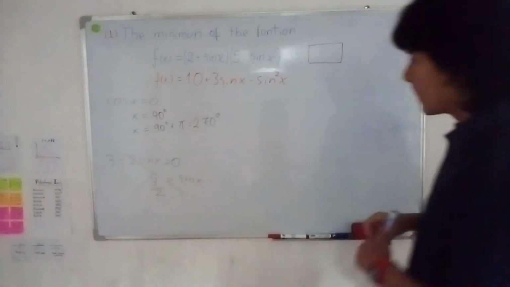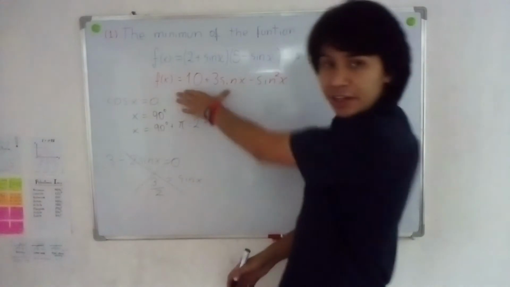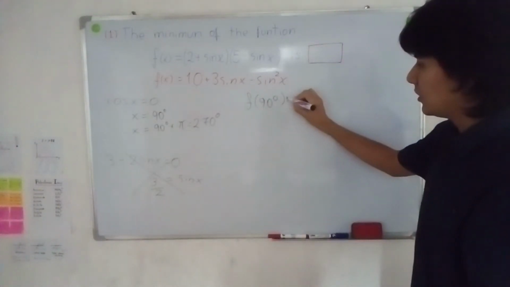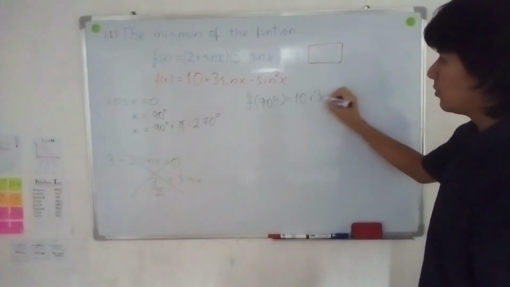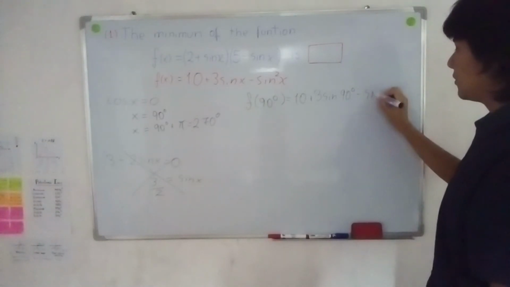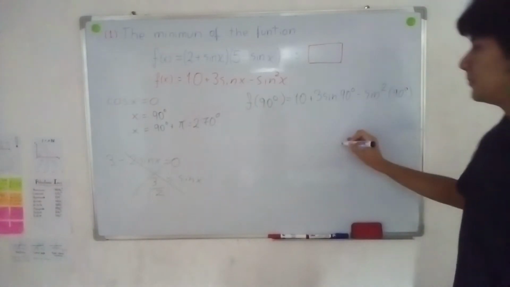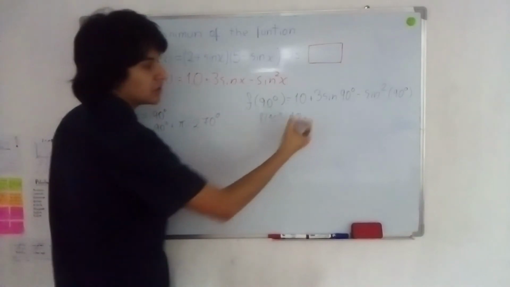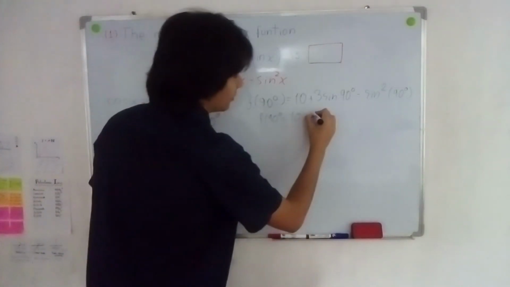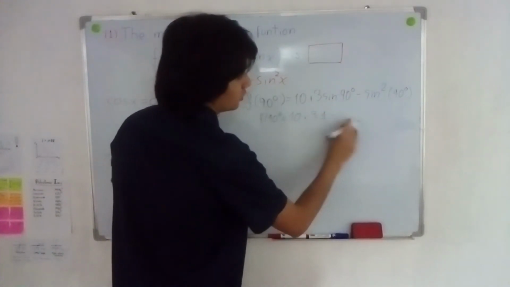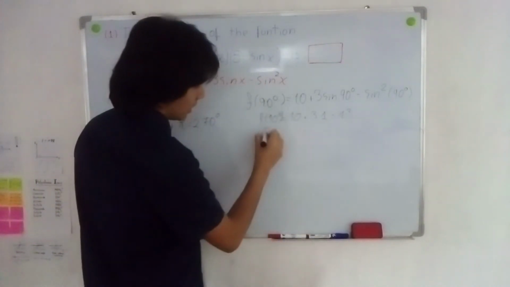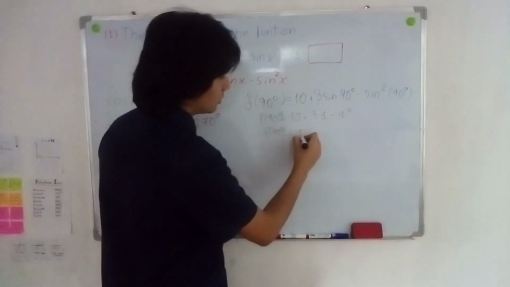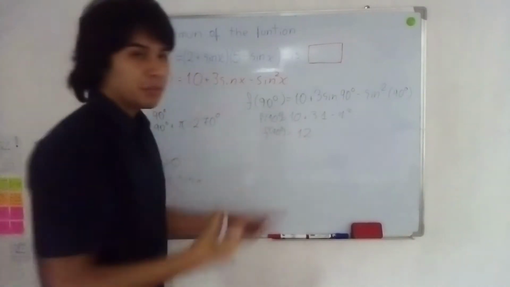So we have to evaluate these answers in the function f. f of 90 degrees is equal to 10 plus 3 sine of 90 degrees minus sine square of 90 degrees. That is 10 plus, sine of 90 degrees is 1, 3 times 1 minus 1 square, which is 1. So f at 90 degrees is 12.